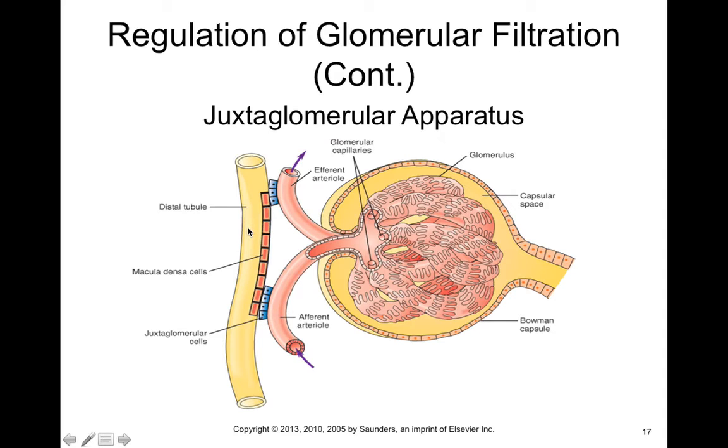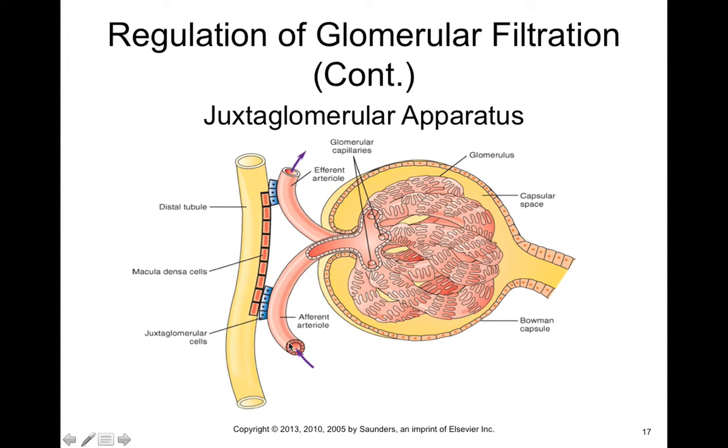And once they can sense different concentrations, they can communicate with these juxtaglomerular cells. These juxtaglomerular cells can actually help regulate the diameter of the blood vessels that serve the glomerulus. So we know that these blood vessels are bringing blood to the glomerulus itself.